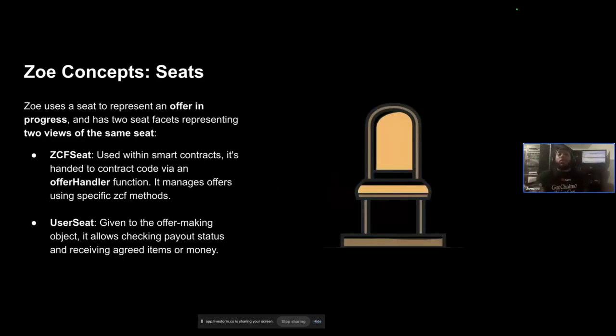Okay, and so Zoe has this notion of seats. Think about a seat as two different perspectives of the same thing. We have two different types of seats. We have a ZCF seat, a Zoe contract facet seat, which is a seat representation that is used inside the contract in the offer handler. And then you also have a user seat. This user seat is given to the entity that's making the offer, and you can use it to get payouts, etc. And you'll see how this is used as well.